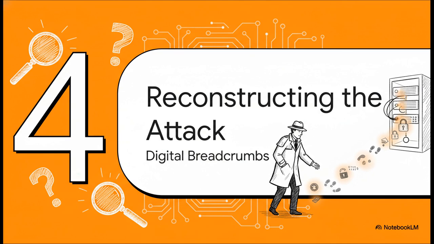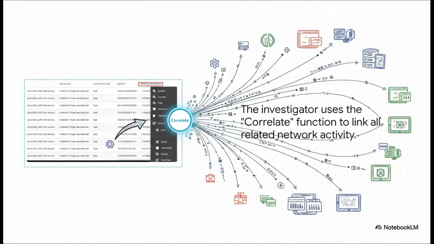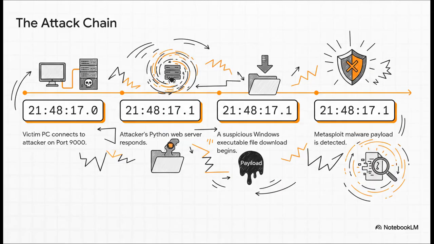Now that we have our first clue, the investigation can really kick into high gear. Our detective can now start piecing together the attack, following those digital breadcrumbs to see exactly how the intruders got in. And this is where the tech gets really cool. The investigator doesn't have to connect all these dots by hand. They can just take that suspicious alert and use this powerful function called correlate, and then the system automatically finds and links every other piece of data related to that one event. It's amazing. And just like that, the correlation reveals the entire attack chain second by second.